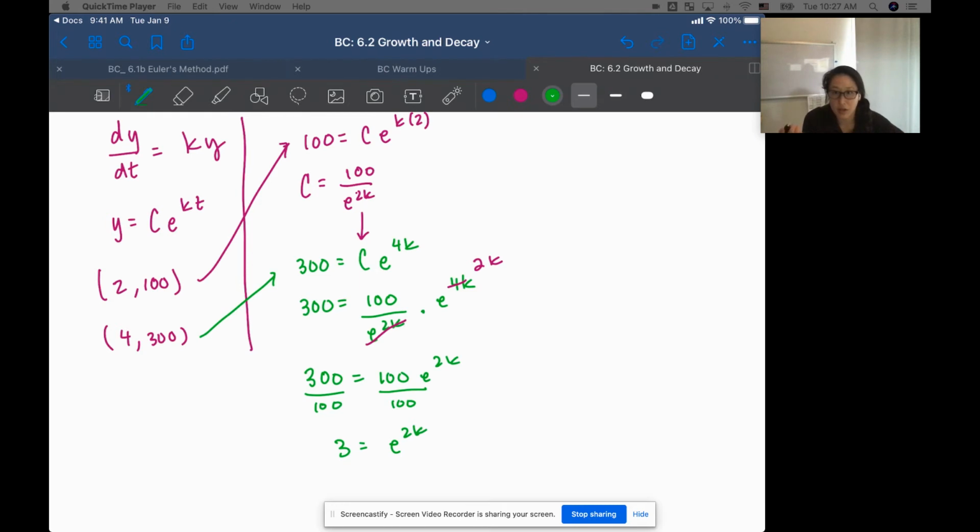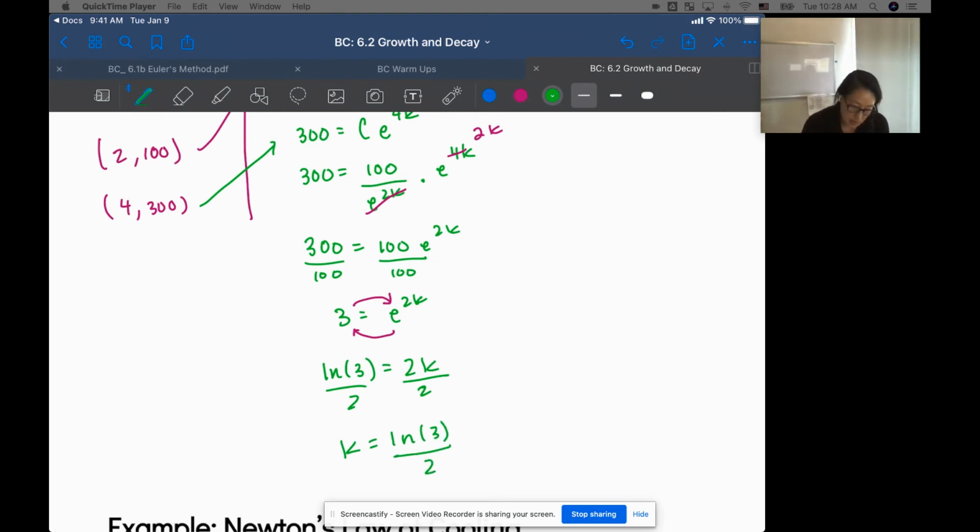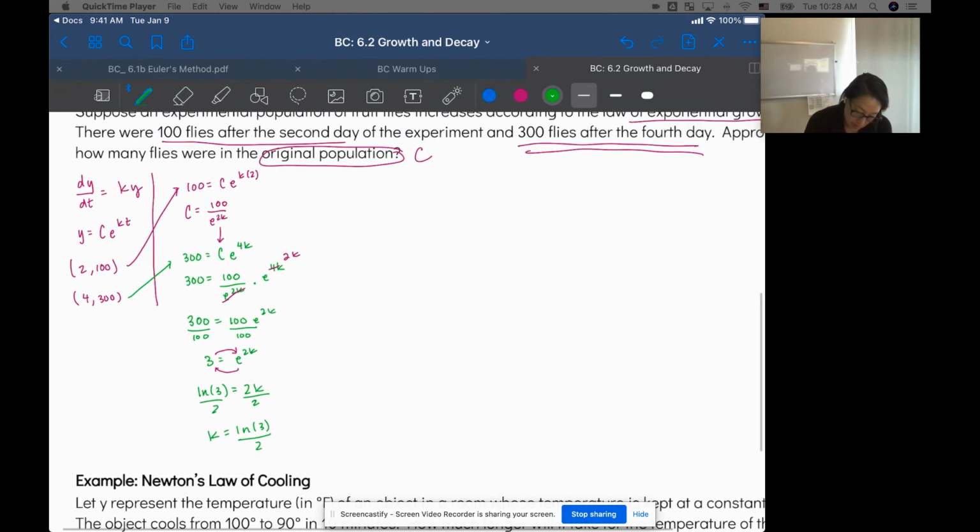So in other words, okay, actually, let's just keep going. So we have to snail or ln both sides, and I get the ln of 3 is equal to 2k. Divide by 2, and I get my proportionality constant is the ln of 3 over 2. All right, so the last thing we need to do is to solve for our C value.